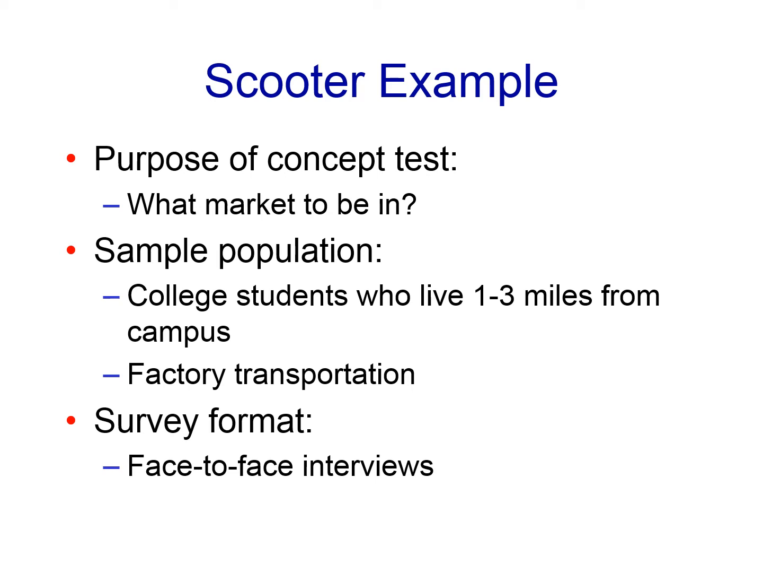So this requires running a test in each one of these markets. You cannot infer from the test for students whether it will work for factories, for example. The sample population, which is the second step, might be college students who live 1 to 3 miles away from campus, and the other one is factory transportation.